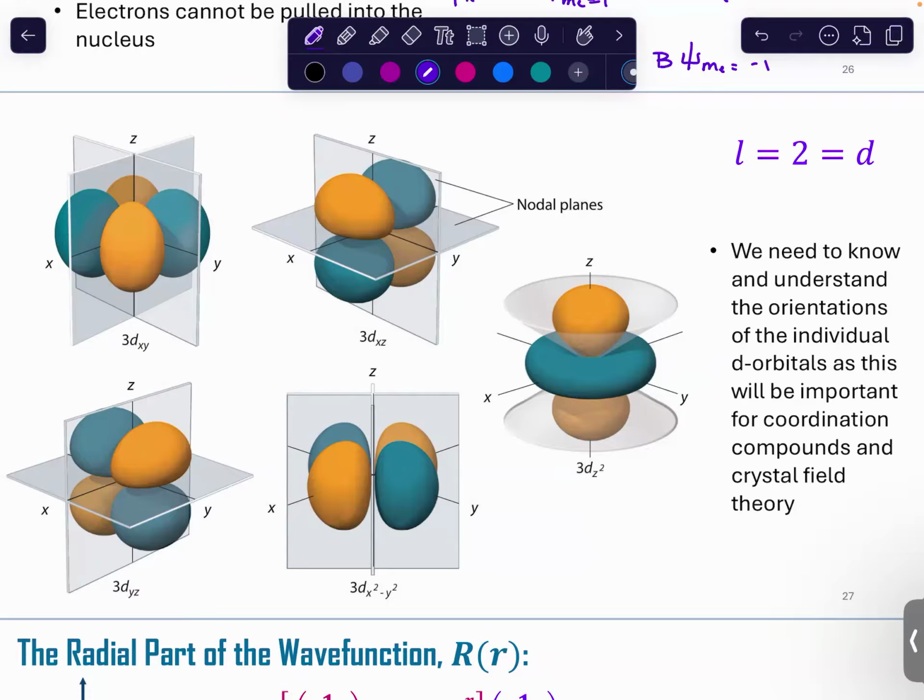How are they different? It's like on the axis versus in between it. Right. Your dx squared minus y squared, they lie on the xy axis. All of your others, they lie in between the axes that are represented in these subscripts. So you notice how the dxy lobes lie between the x and y axes.